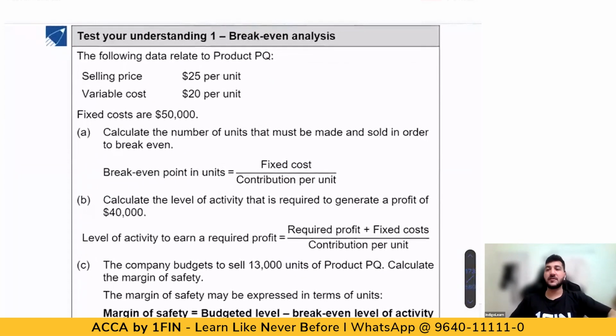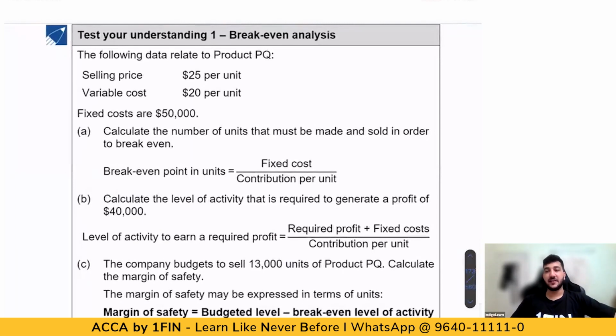So basically, what does this problem propagate? Let us read it, and after reading, we'll understand it. The following data relates to the product PQ. The selling price per product is 25 per unit, whereas variable cost is 20 per unit. Fixed costs are 50,000. And what we have to calculate is the number of units that must be made and sold in order to break even. Break-even point, what is the formula? The formula for break-even point is fixed cost divided by contribution per unit.